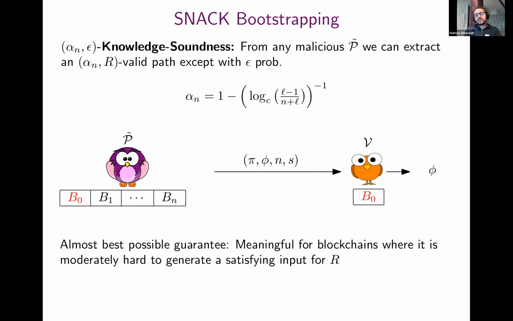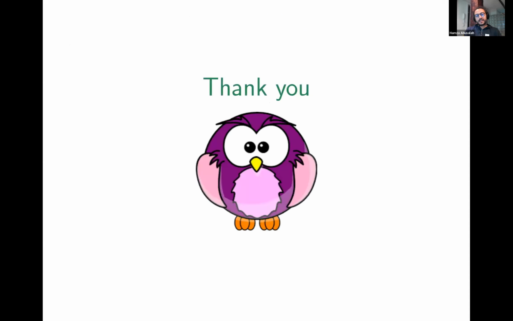But if your blockchain is proof of stake, then it's not clear. Although the SNACK system applies to it, since the construction does not care about the underlying blockchain as long as it has a witness relation that verifies validity in polynomial time, I don't see that it has any meaningful guarantees for, say, a proof of stake blockchain. So with this, I thank you very much, and I will be happy to take some questions. Thank you.